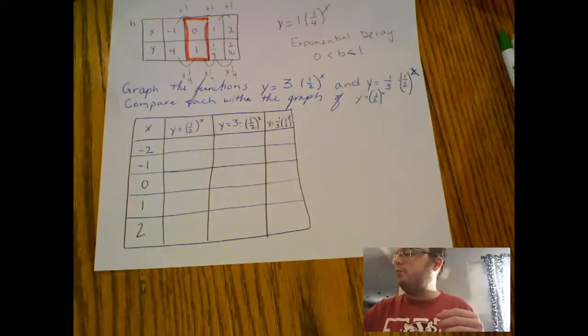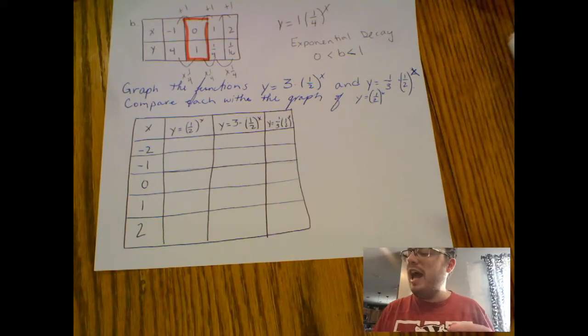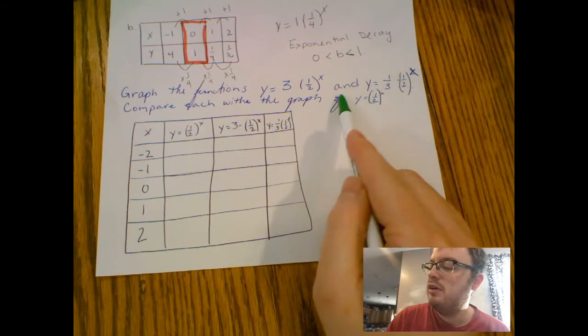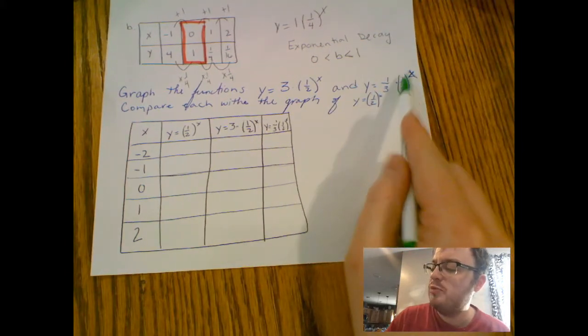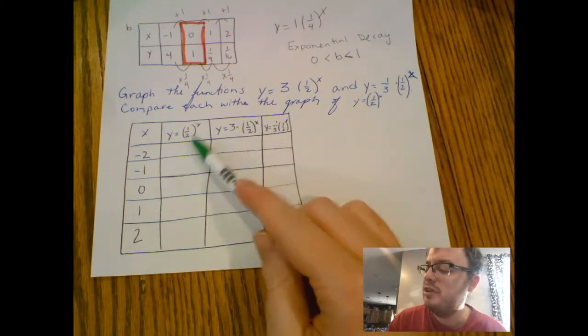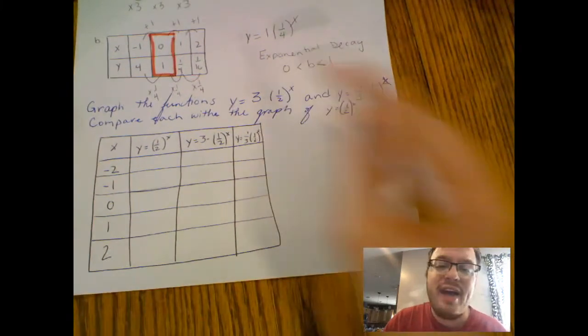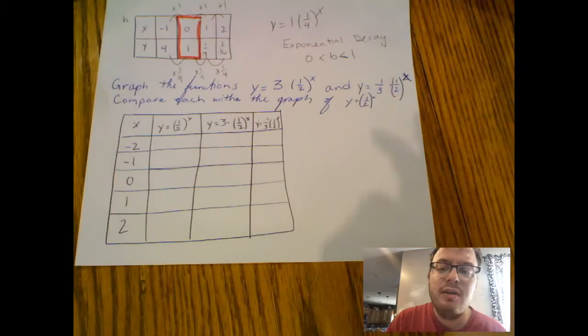Similarly to the exponential growth functions, I have y is equal to 3 times 1/2 to the x, and y is equal to negative 1/3 times 1/2 to the x. I want to see what happens here. 1/2 is my b value each time, and that does tell me I'm going to have exponential decay.